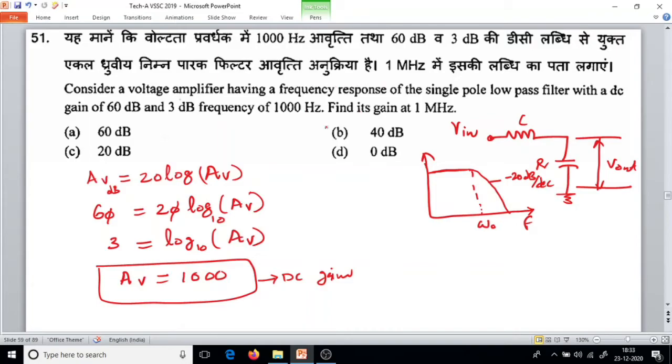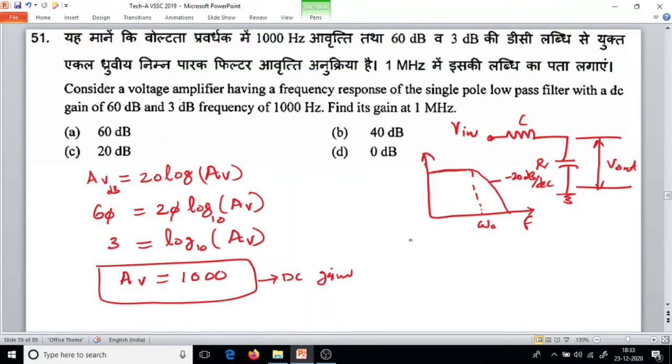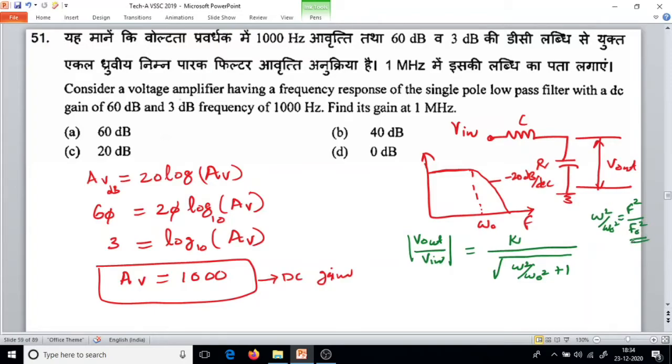Now we can write the transfer function of the low pass filter. What is the transfer function? It is just V out by V in. We'll take mod of V out by V in. This equation we can derive. This is equal to 1 by the square root of omega square divided by omega naught square plus 1. Omega square by omega naught square is equal to f square by f naught square. This f naught is the 3 dB frequency.